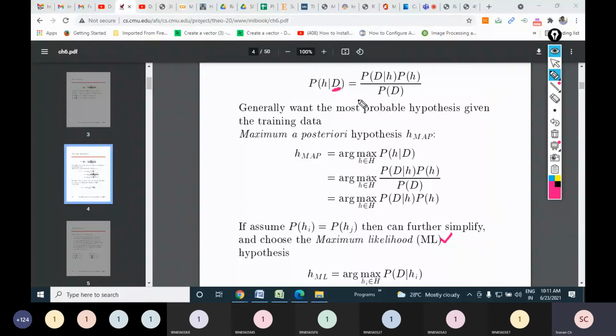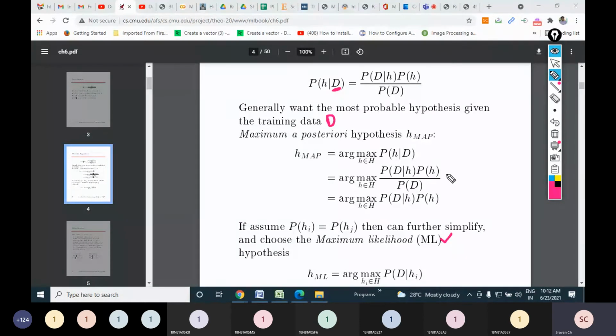So how we want to compare hypotheses using Bayes theorem is, generally we want the most probable hypothesis given the training data D. That is the maximum a posteriori hypothesis, H MAP. How will I calculate H MAP? This is the formula: ARG max of P of H given D. What do you mean by ARG max of P of H given D? I am substituting the formula for P of H given D here.